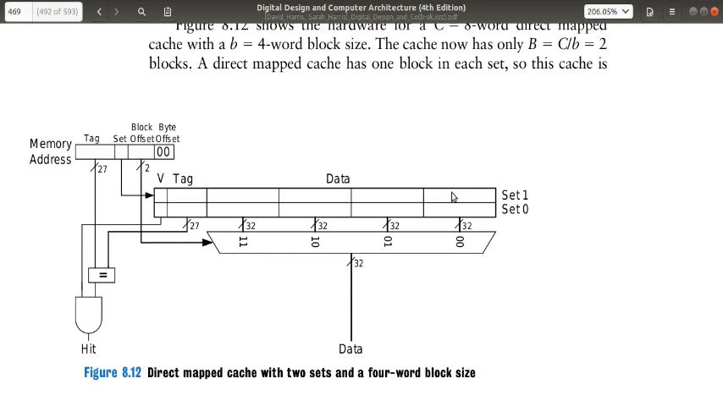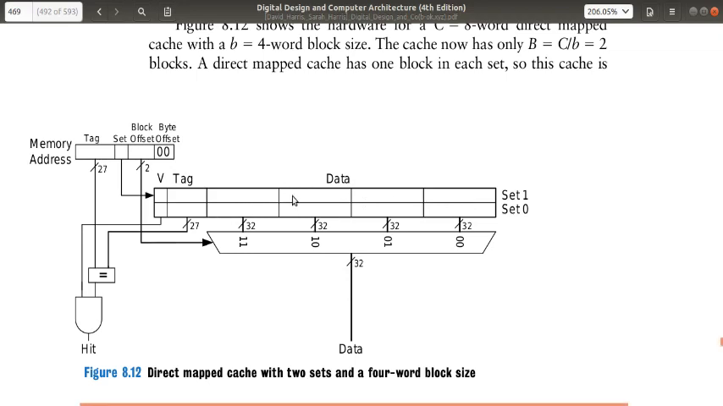So what is the impact or consequence? That is, suppose you want to read a particular word, maybe address 1, 2. When we are using 4 words per block, we are not just taking address 1, 2. We are taking addresses 1, 2, 1, 3, 1, 4 and 1, 5. We are taking 4 words together and putting them into the block. That is the advantage, right?